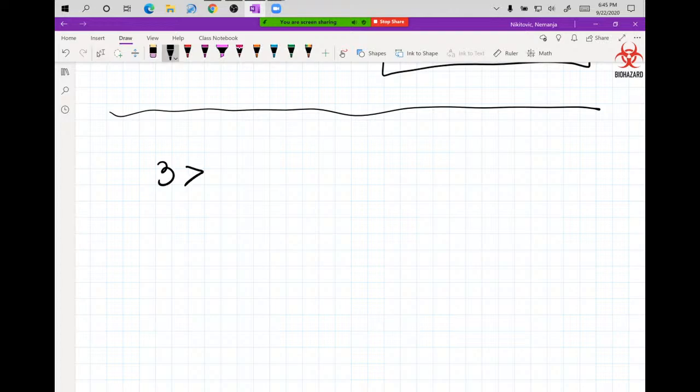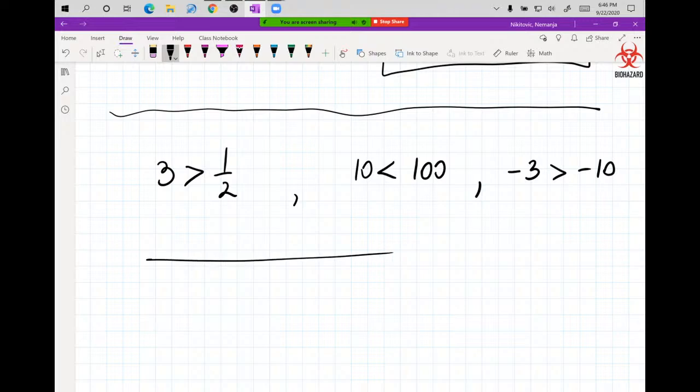I know that 3 is larger than a half. I know that 10 is smaller than 100. I know that negative 3 is bigger than negative 10, because negative 10 is more negative than 3. So negative 3 is actually a bigger number. If you look at the number line, whatever number is to the left is smaller than the number on its right. So if I draw the number line and 0 and put my negative 3 here and negative 10 there, you see that, and we know that this is the way that larger works.